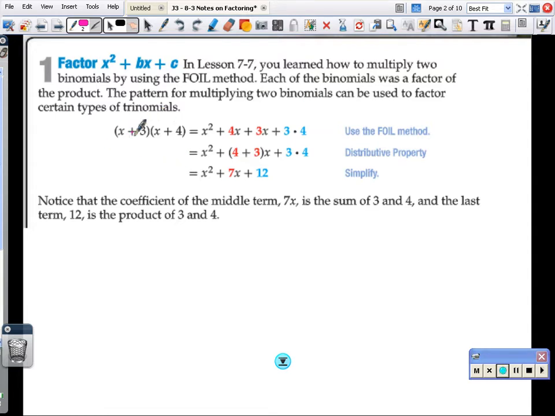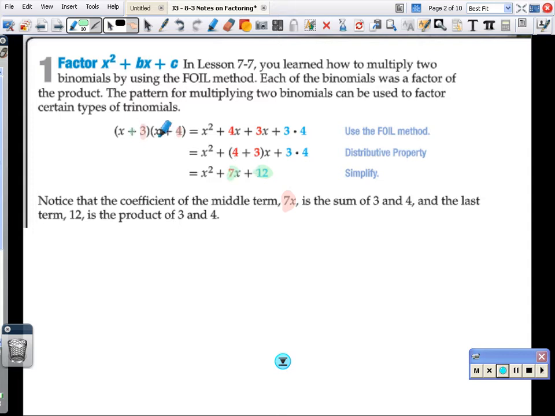So the FOIL method works where we multiply first, outer, inner, last, and we get x squared plus 7x plus 12. And you notice that the middle term, and this is a really important part, 7x, is the sum of 3 and 4. So what we end up doing is we look for numbers when we factor that will multiply to give us this last number and add to give us this middle number.